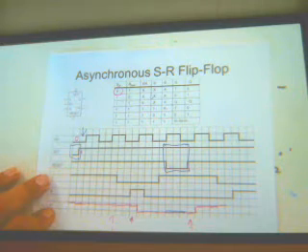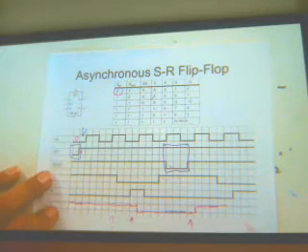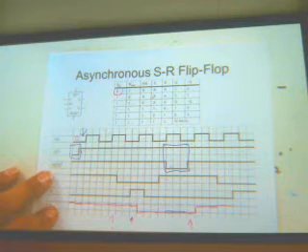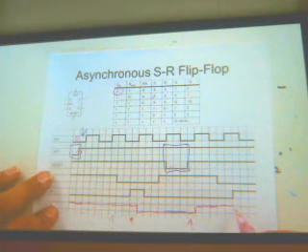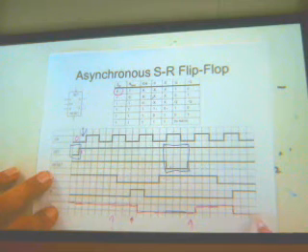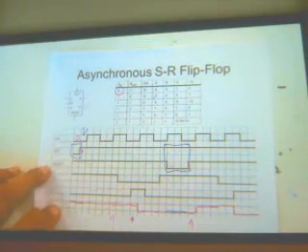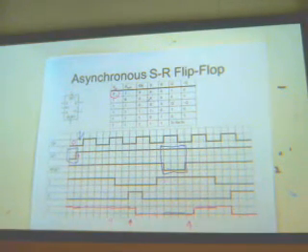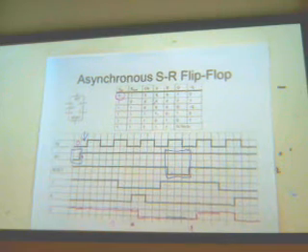S is 0 and R is 0. What does that mean? No change. Now R goes to 1. We are enabled, so that means we can't make a change. That's the end. The opera ends and the curtain goes down.